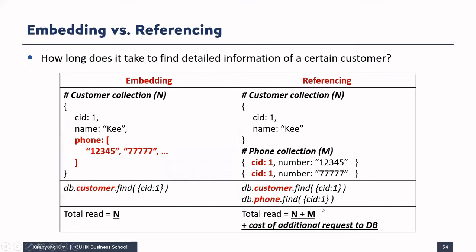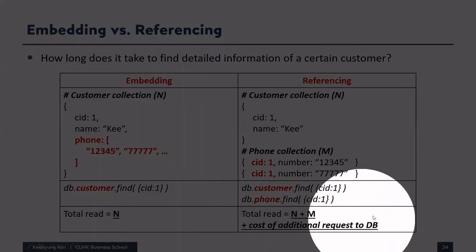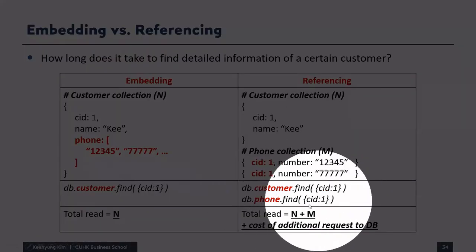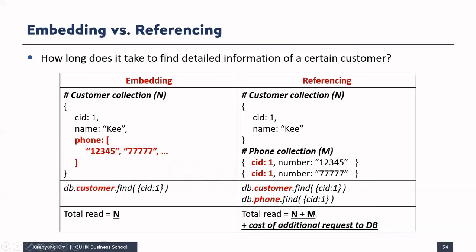But the tricky thing is this: I put the cost of an additional request to the database. Usually when you design a query, either in a relational database or in MongoDB, each line is a query. In the relational database you design one SQL, but in this case we have to design two pieces of code, basically two queries. Each query requires sending your query to the database system, which processes it, and the results are sent back to you.